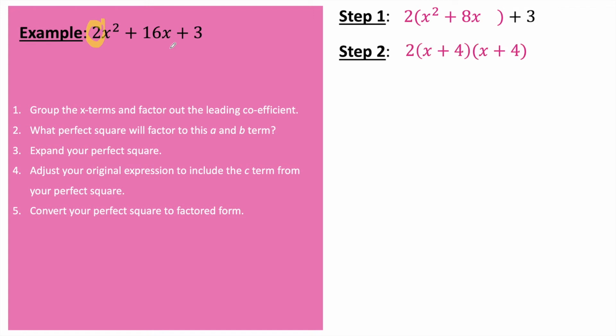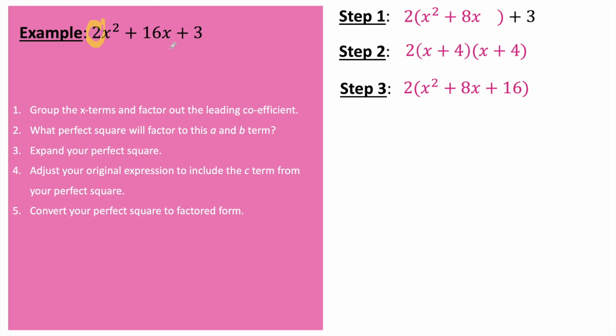X times x is x squared. Then we have 4x plus 4x. And then we've got 4 times 4, which is, of course, 16. And I can expand my perfect square, which is step 3.